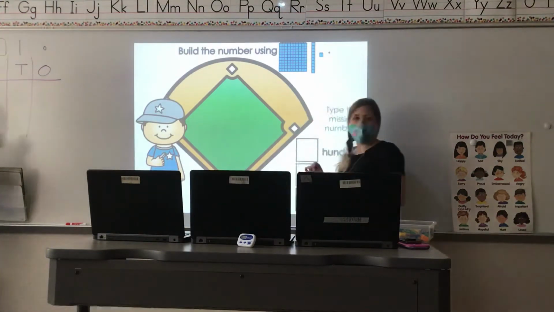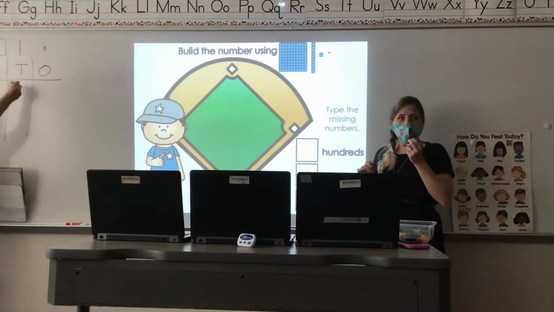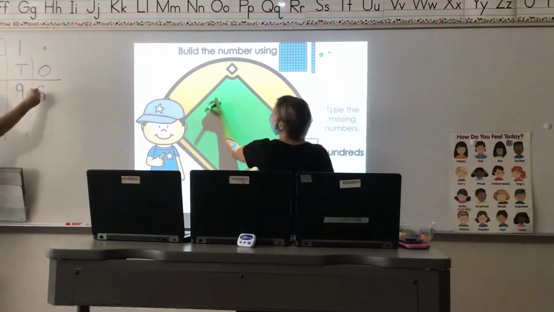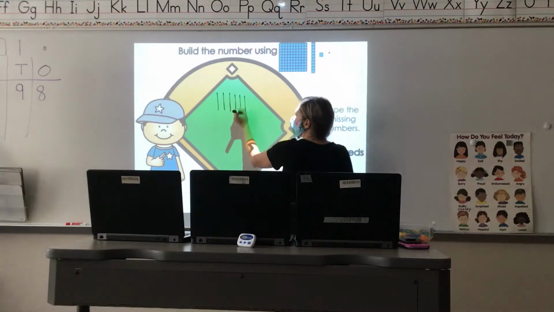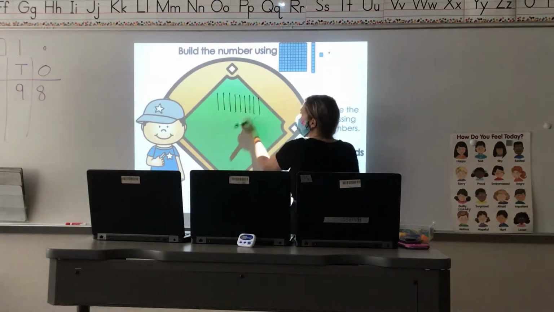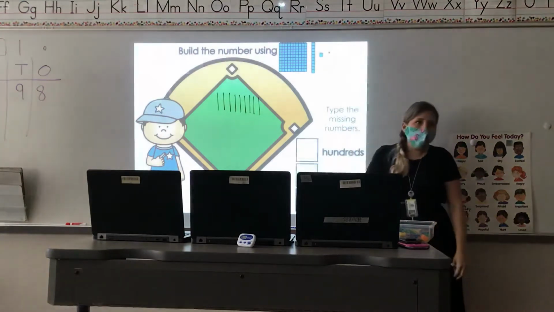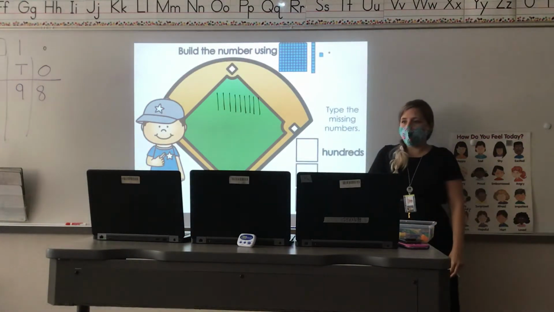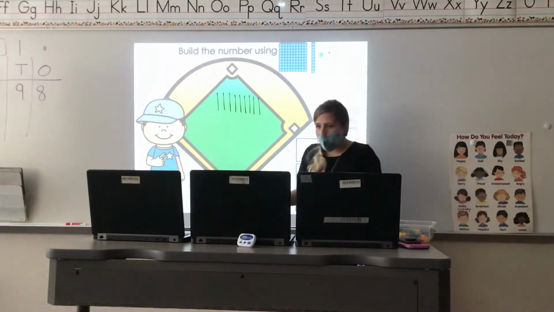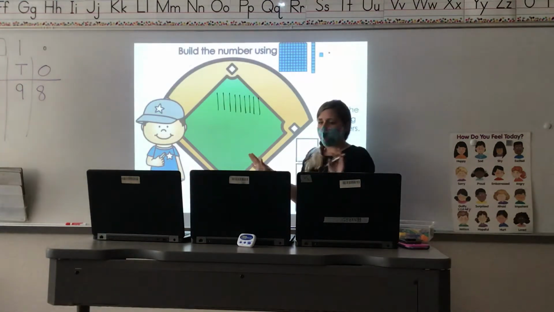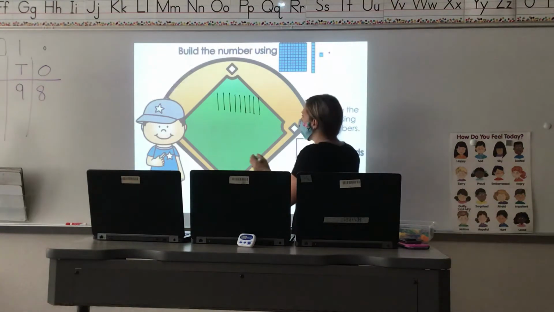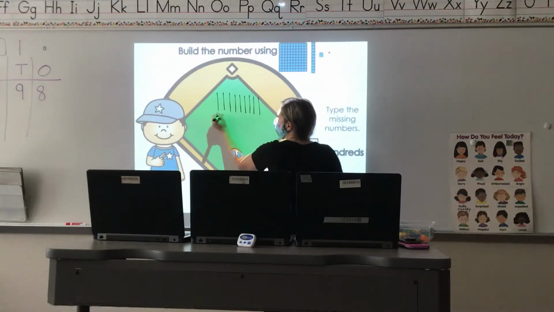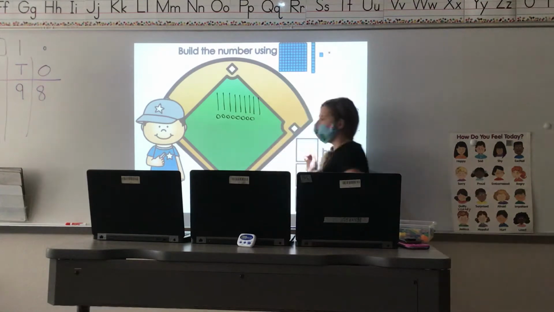What do I draw for a 10? Weston? Sticks. Yeah, good. You're drawing your sticks. 1, 2, 3, 4, 5, 6, 7, 8, 9. We're not drawing tally sticks. You're not crossing any over. They're 10 sticks. Okay, and then you're drawing your 8 ones. 1, 2, 3, 4, 5, 6, 7, 8.